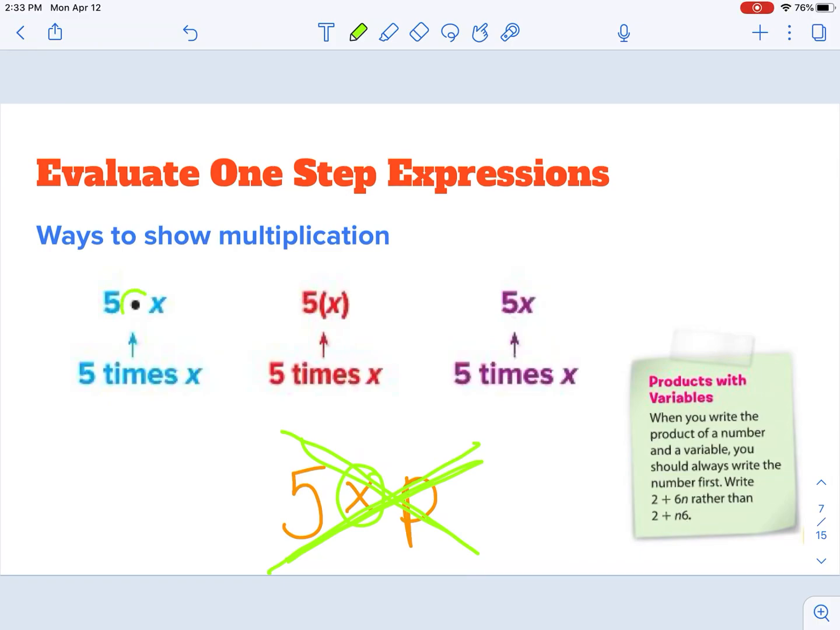You might see a dot to show multiplication. You might see parentheses to show multiplication. Almost always when we're doing multiplication problems with algebra, we will be using this though, where the number and the variable are right next to each other and touching. So when a number is touching a variable right in front of it with no space in between, that means that you are going to multiply. This means 5 times x.